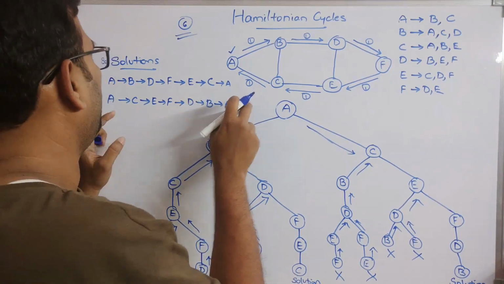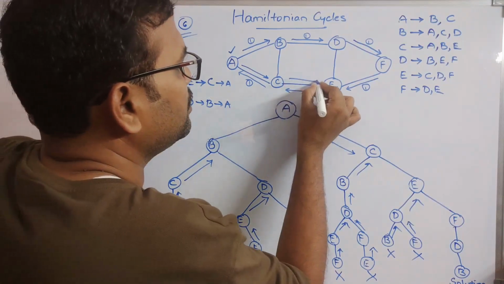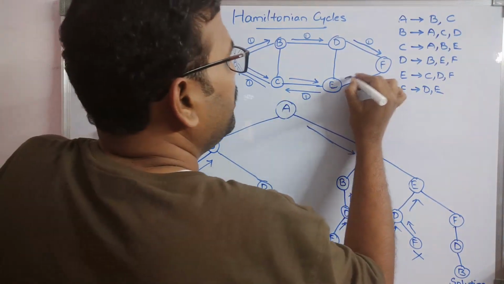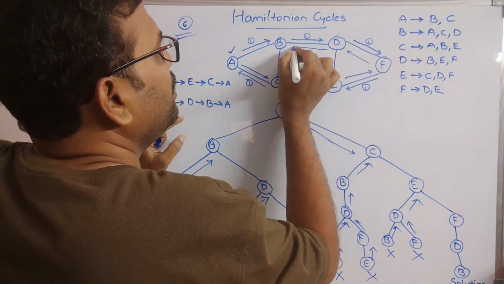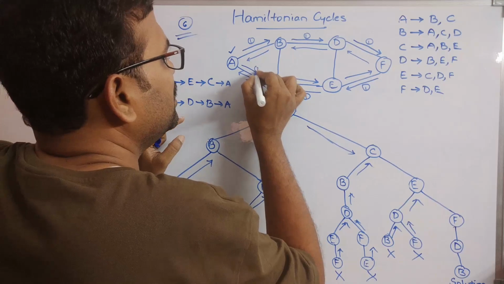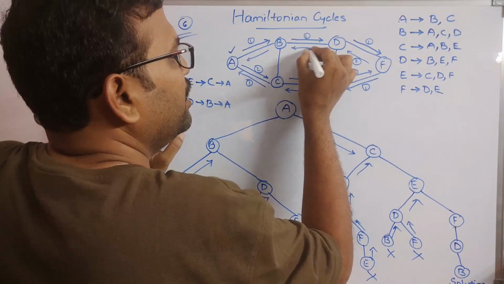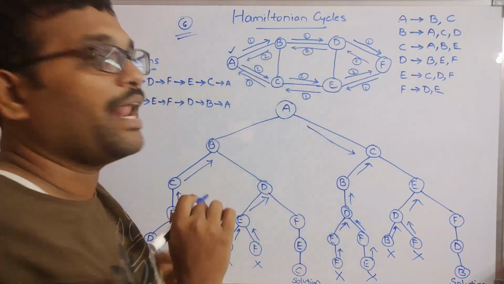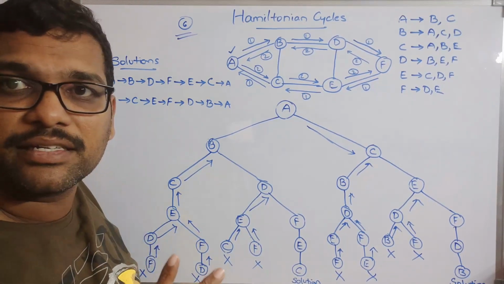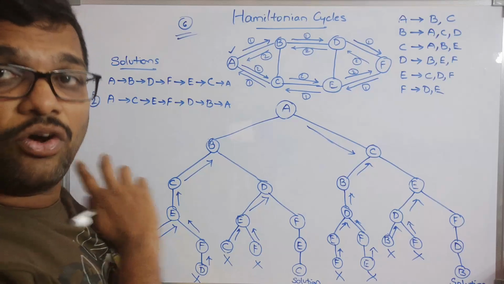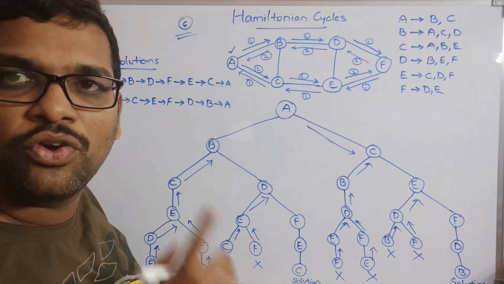So let us draw it here. A to C, C to E, E to F, F to D, D to B, and B to A. So this is the second solution, right? So in this particular graph, we are having two possible solutions. That means two Hamiltonian cycles. Starting from the source vertex, visiting all vertices exactly once and reaching the source vertex is known as a Hamiltonian cycle.